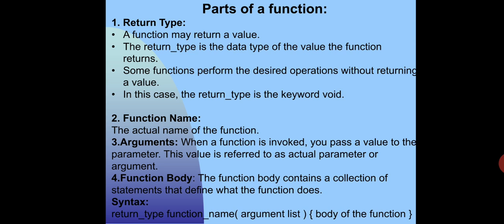Then comes the arguments. When the function is invoked, you pass a value to the parameter. That is, when the function is called, you want to pass a value to the function. That is called an argument or parameter. This can be an actual parameter. Whenever the function is called, the value passed to the function is called an actual parameter or actual argument.